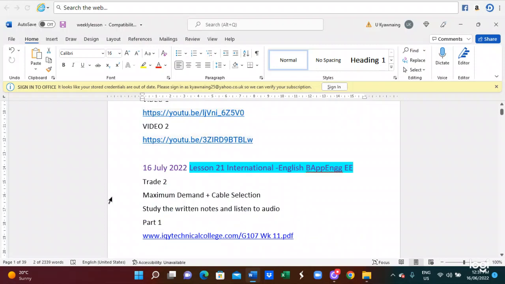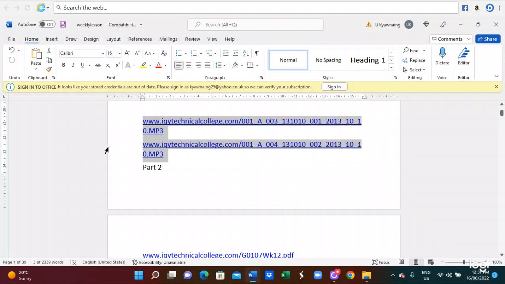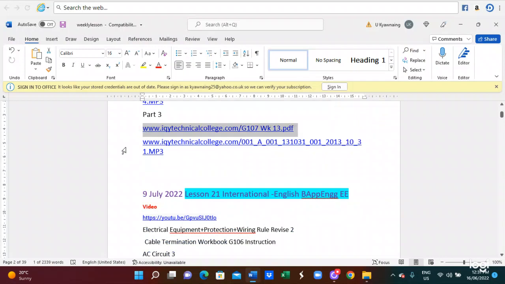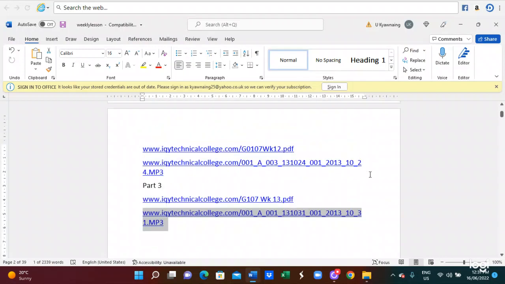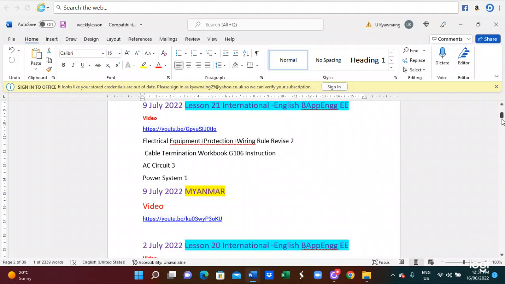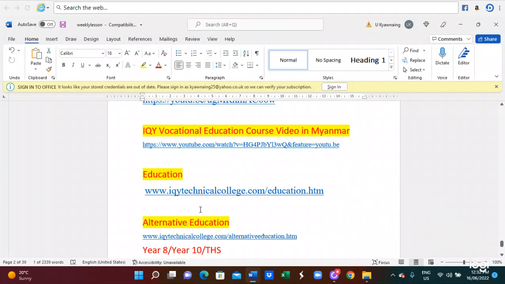Maximum demand, cable selection, those are the notes, and those are the audio records. This is the note, and those are the audio records. This is a note, and this is the audio record. So those things you have to study, because in the V1 we have all these. I have already explained the details of the calculation.